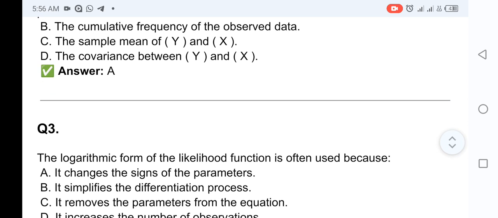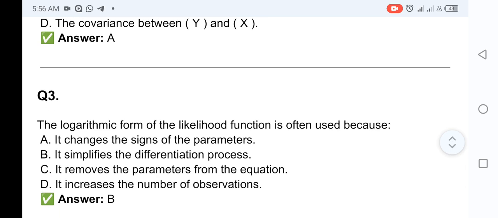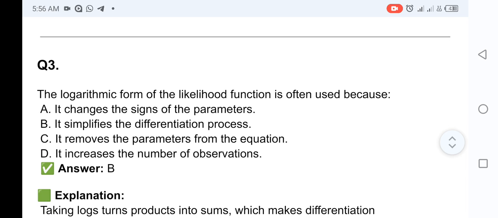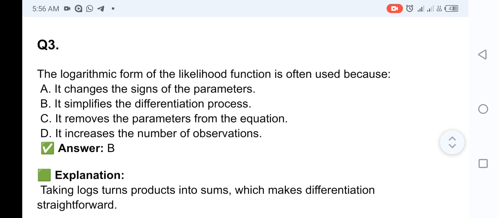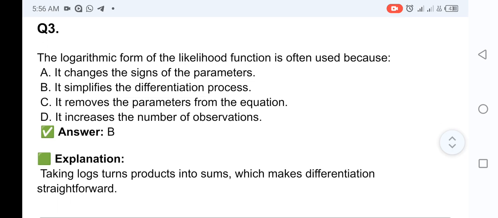Q3. The logarithmic form of the likelihood function is often used because: A. It changes the signs of the parameters. B. It simplifies the differentiation process. C. It removes the parameters from the equation. D. It increases the number of observations. Answer, B. Explanation. Taking logs turns products into sums, which makes differentiation straightforward.